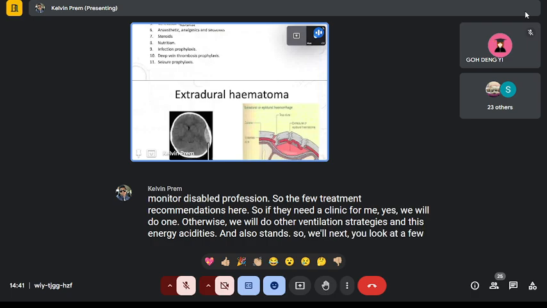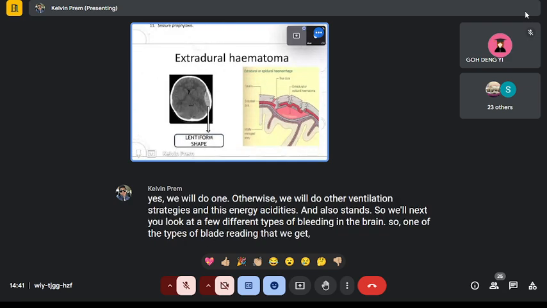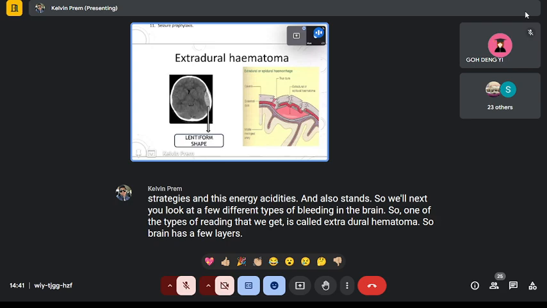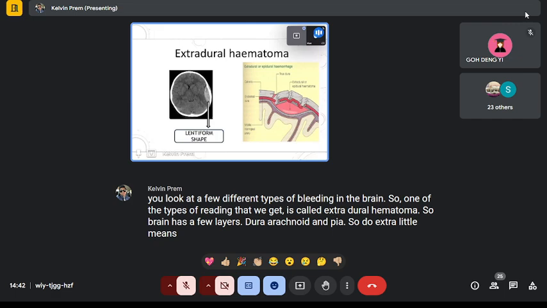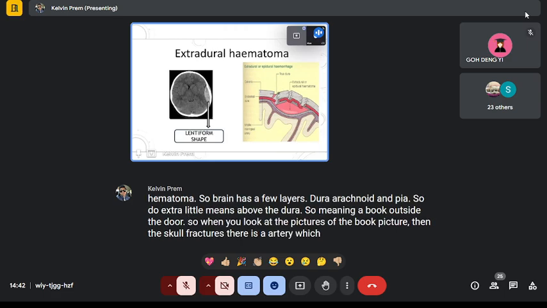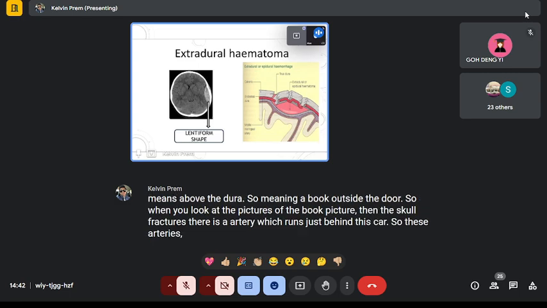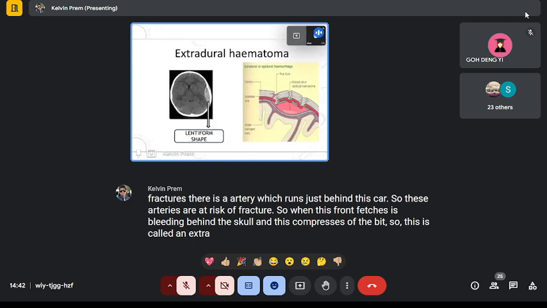Next we'll look at a few different types of bleeding in the brain. One of the types of bleeding that we get is called extradural hematoma. The brain has a few layers: dura, arachnoid, and pia. Extradural means above the dura, so the bleeding occurs above or outside the dura. When you look at the picture above, when the skull fractures, there is an artery which runs just behind the skull. So these arteries are at risk of rupture. When this ruptures, there is bleeding behind the skull, and this compresses on the brain. This is called an extradural hematoma.